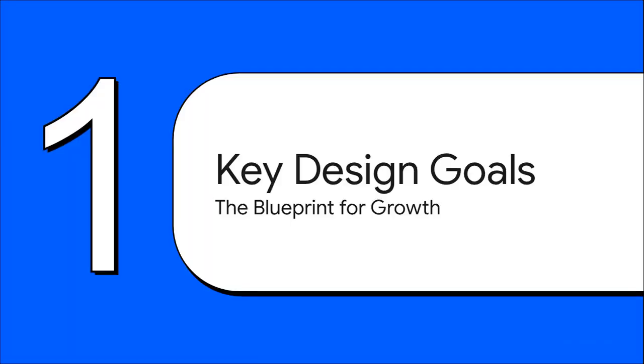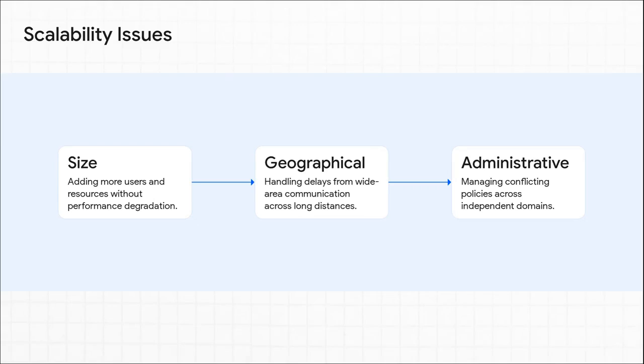So if you're going to run this massive global company, you can't just wing it, right? You need a solid plan, a blueprint for how you're going to grow and succeed. And for a distributed system, that blueprint is all about its key design goals. And just like any growing company, our distributed system faces some big challenges. First up is size scalability. How do you add more and more users, more resources, without the whole thing grinding to a halt?